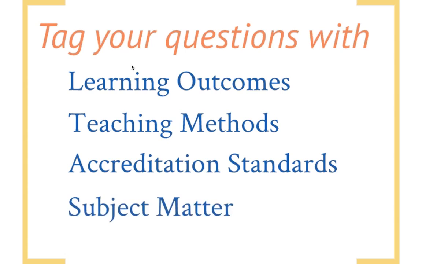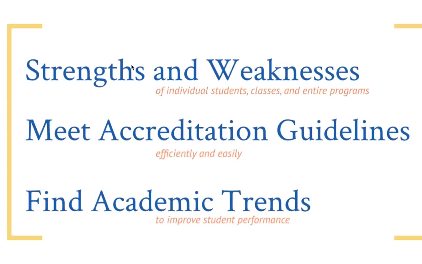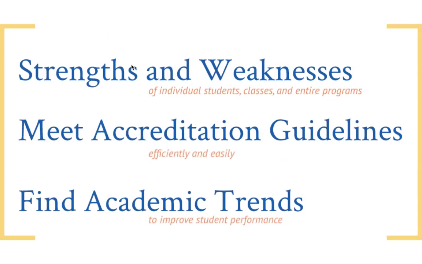And then things like subject matter. You want to know how people are performing on bio or chem or English or whatever the case may be. You can see that very, very detailed. So when you tag those questions with those categories, you get a lot of benefits from there. You get to see strengths and weaknesses, and that's on the level of students, entire classes, and entire programs. You can even meet accreditation guidelines very easily, and you can even find trends. So curriculum trends, maybe you're not teaching this certain subject area enough. It's not in enough courses. You're able to identify that and rectify it so that students are getting a better education.